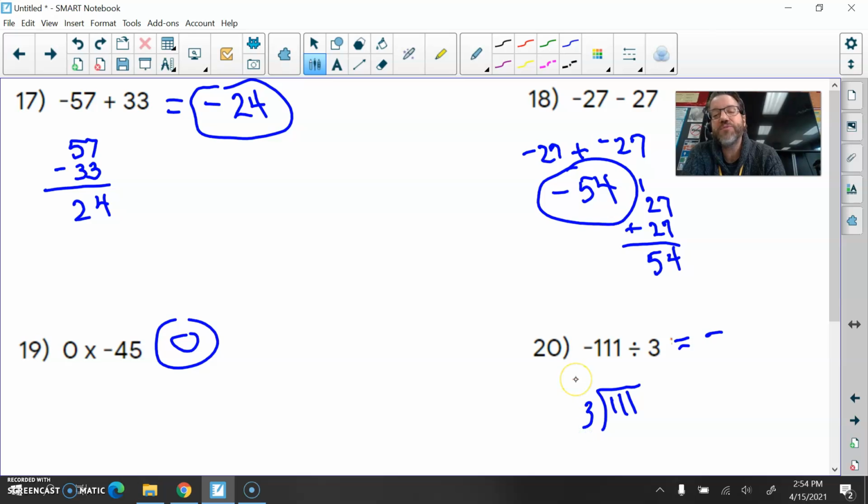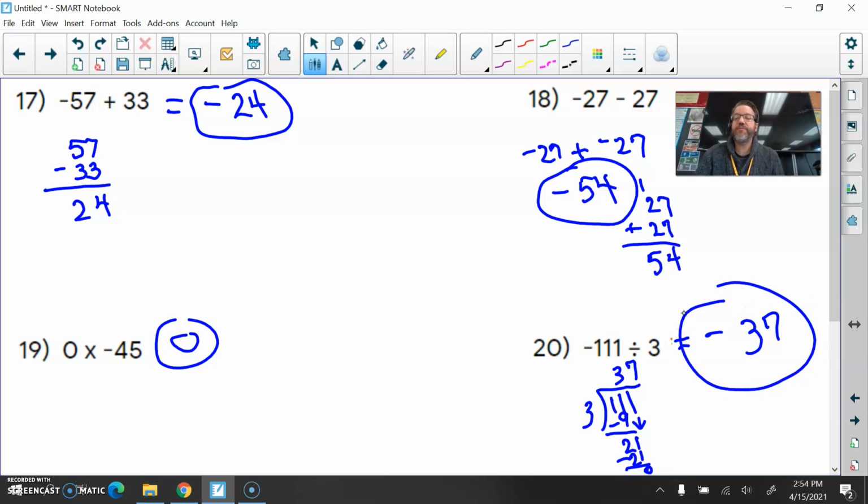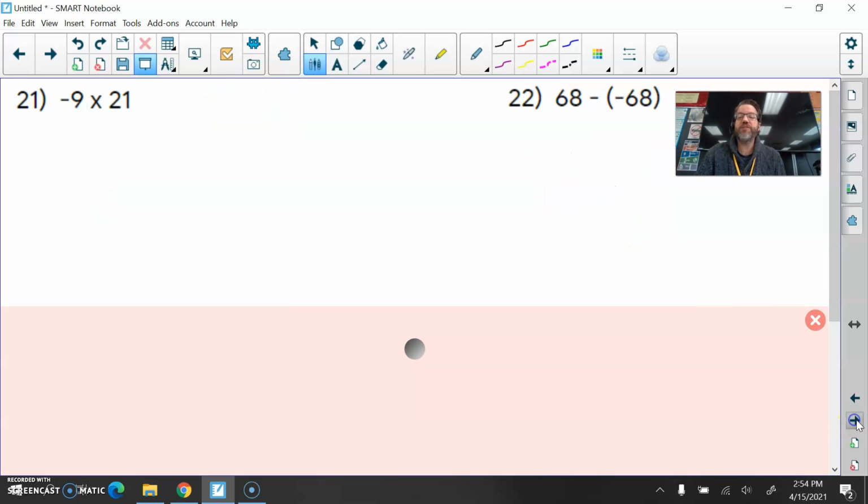We're just looking at their absolute values. And 3 does go nicely into 111. 3 goes into 11 3 times. Well, 3 times 3 is actually 9. Subtract, you get a remainder of 2. Bring down the 1. And 3 times 7 is 21. We get a remainder of 0. So 37, and don't forget it is negative since we only have one negative sign in our problem. Negative 37.